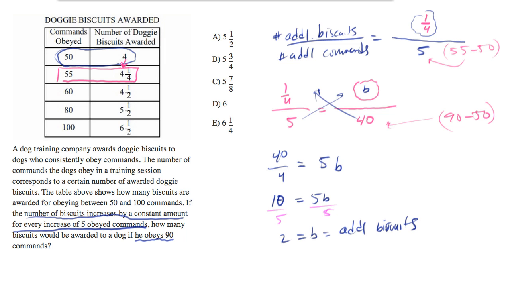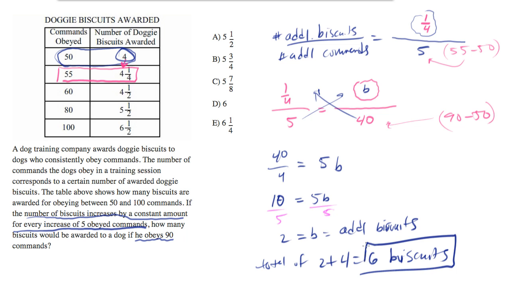Now how many biscuits did we start out with? 4. So when we add 2, we'll end up with a total of 2 plus 4 equals 6 biscuits. That will be your answer.